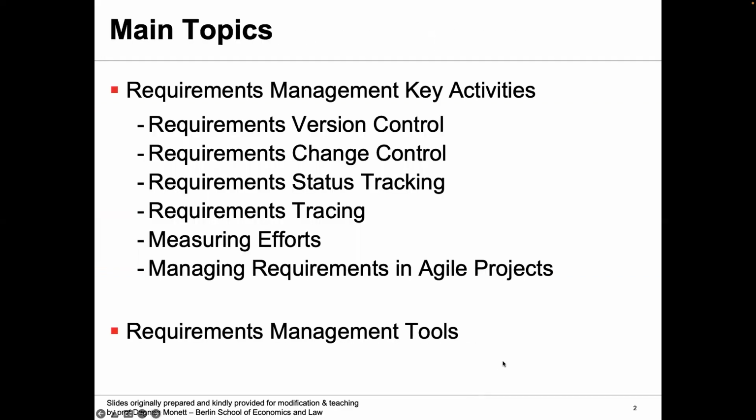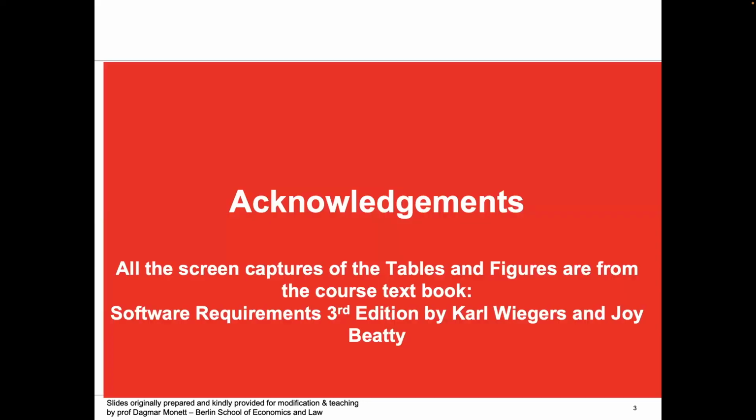So these are the main topics that we are going to cover for today. Like it says here: requirements version control, requirements change control, status tracking, tracing, measuring your efforts, managing requirements in agile projects, and requirements management tools. So it's basically chapter number 27 that we are going to cover for this course. One or two slides have been taken from chapter 30 as well. They are mostly related to the tools, so that's something we can even discuss tomorrow in the workshop. We'll try to cover the required chapter for today.